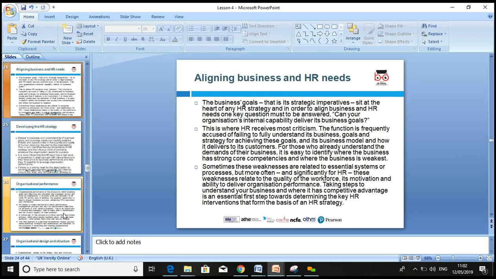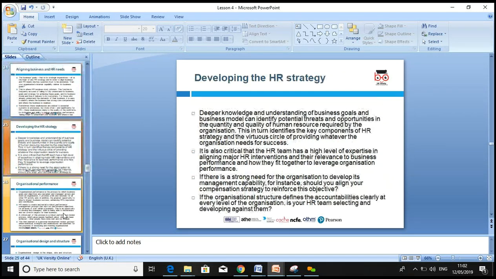Any question? No. Okay, so we need to align the business and HR needs. If we don't align them, there will be a conflict and we're not going to achieve the overall organization objective.